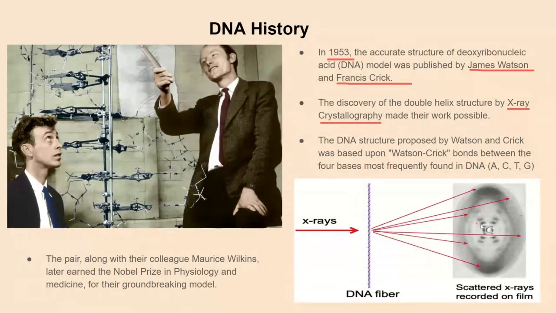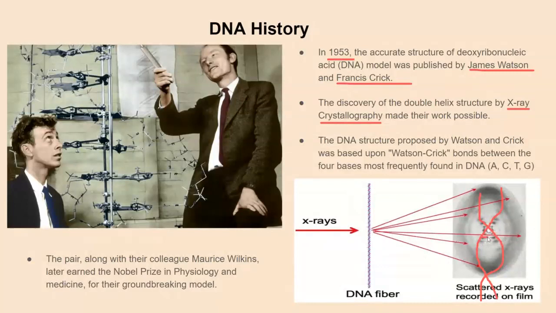So Watson and Crick took this image and they noticed this distinctive X shape. But what they proposed or hypothesized was that this isn't an X shape, it's actually two strands that are twisted together, and the X is just where they combine.